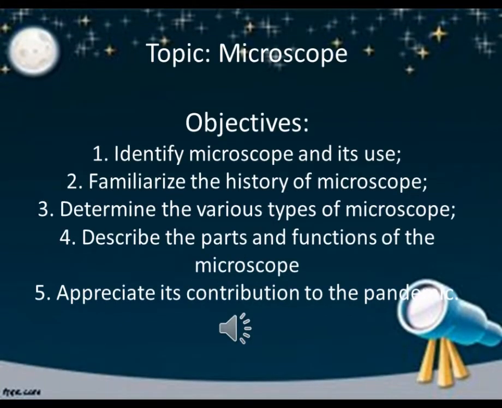Let's move to our topic, microscope. These are the objectives. Number 1. Identify microscope and its use. Number 2. Familiarize the history of microscope. Number 3. Determine the various types of microscope. Number 4. Describe the parts and functions of the microscope. And number 5. Appreciate its contribution to the pandemic.